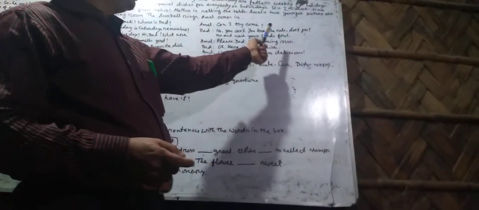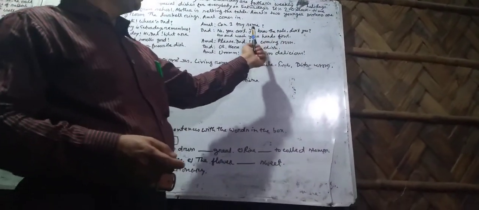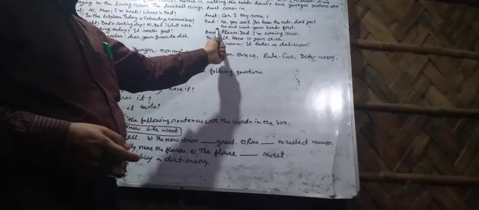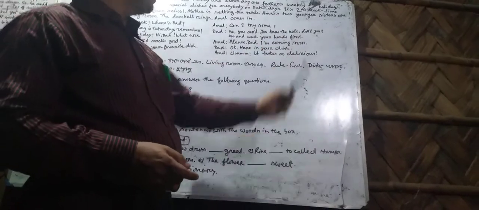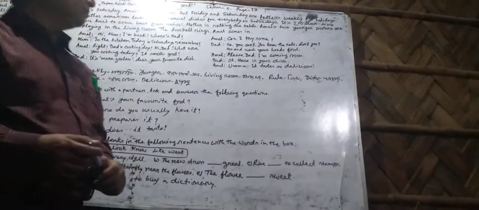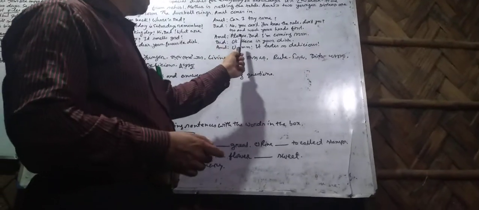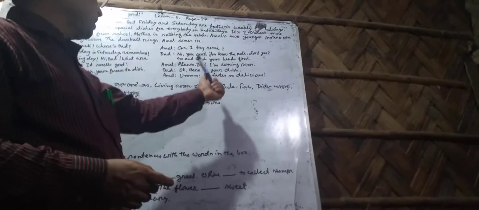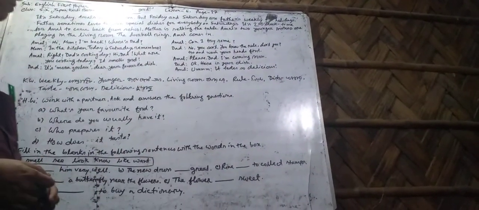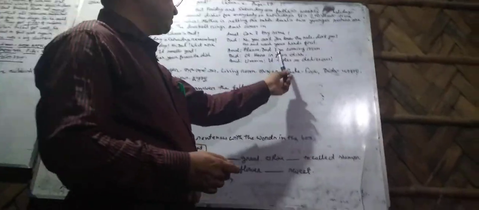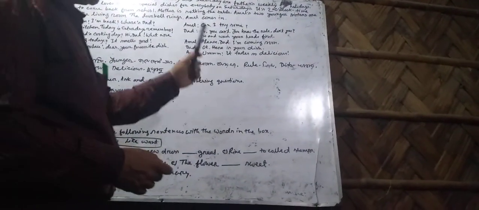You know the rule, don't you? Tumi niyom jano, tai na ki? Go, jao, and wash your hands first. Tomar hat dhuye esho. Amol, please, dad. Daya koro, dad, I am coming soon. Ami shigroi aschi. Dad, baba bolteche, okay. Thik ache. Here is your dish. Ekhane tomar khabar. Amol, it tastes so delicious. Eta khub shushadu.